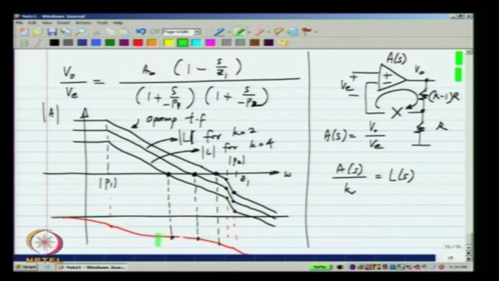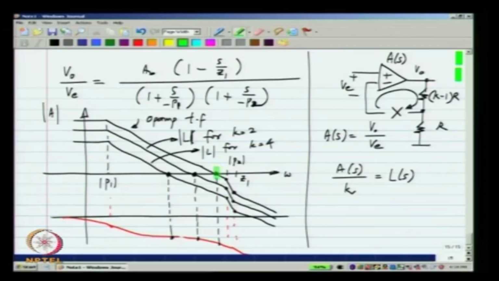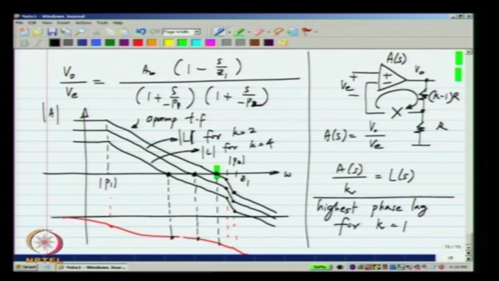And you can see that the phase keeps going down monotonically for a function like this. So, we are interested in the phase margin, that is how far the phase lag is away from a minus 180 degrees phase lag. Okay. So, clearly it gets worse for lower values of k. Okay. This is the worst, it has the maximum phase lag. This is better, it has less phase lag. This is even better, it has the least phase lag. Okay. So, we have the highest phase lag for k equals 1.